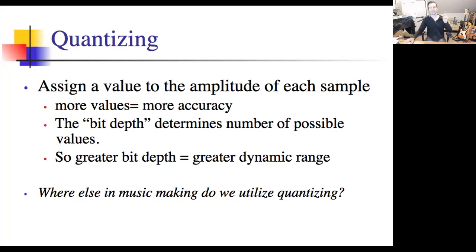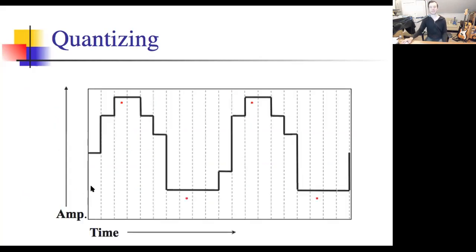Which is 65,536 different values. So 65,536 is the number of options available on each sample in a CD. And if you think about that, you have a huge grid now. You have sample rate along the bottom, and you have sample rate and time, how many times a second we sample. Those dotted lines are sample rate. And you have amplitude on the y-axis, which is our bit depth.